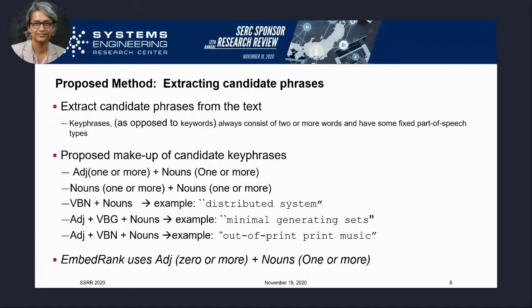And then an adjective, a verb gerund, and a noun. Example, minimal generating sets. Then adjective, VBN, and then a noun. So, out of print music. This is different compared to one of our competitor algorithms called EmbedRank, which just uses 0 or more adjectives and 1 or more nouns. So we have a more comprehensive makeup for key phrases, which we believe, especially for scientific documents, works a lot better than just an adjective and a noun. Next slide, please.